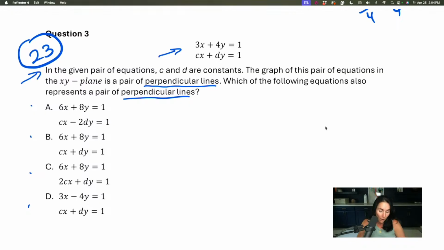I recommend grabbing one of these, and it doesn't matter which one. Let's just say we grab C. Go do number 24. Check 24. See if it's easy, because 9 times out of 10, it's going to be easier than this one. Do that one first, then come back to this one, because I'm going to show you how long this one is going to take, even with Desmos.